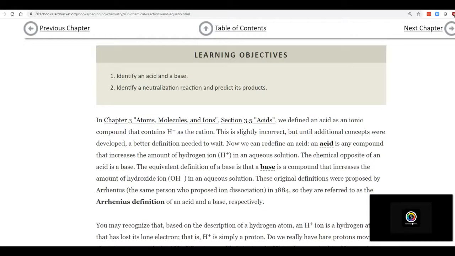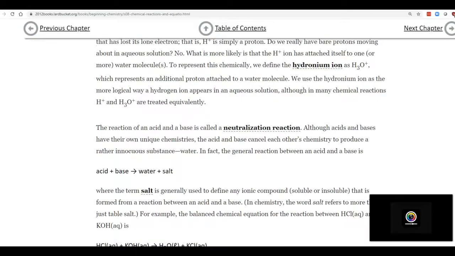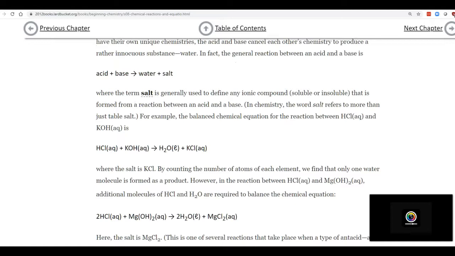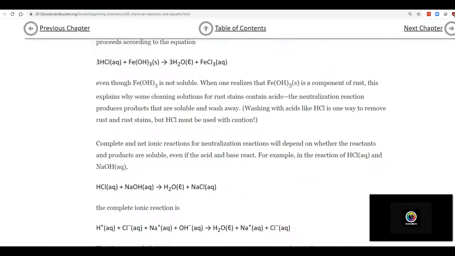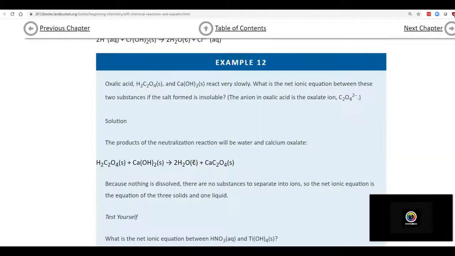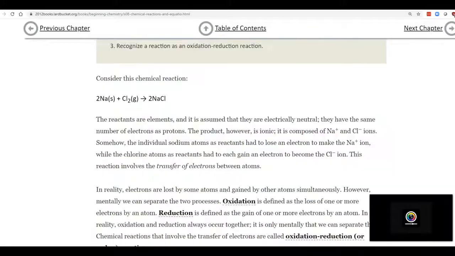And then another reaction is called neutralization, when you have an acid and a base coming together to form a product, and that's called neutralization. So read about the concept of an acid and a base and a salt. These are important. And we'll come back to this in a later chapter. And then they're showing you net ionic reactions there.